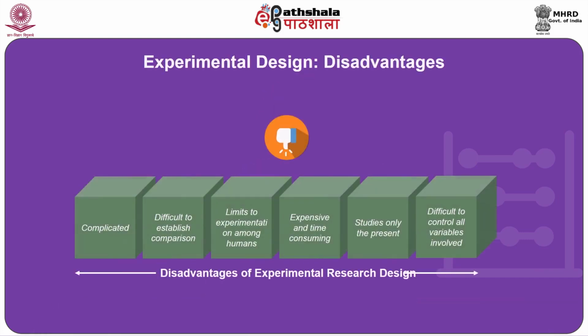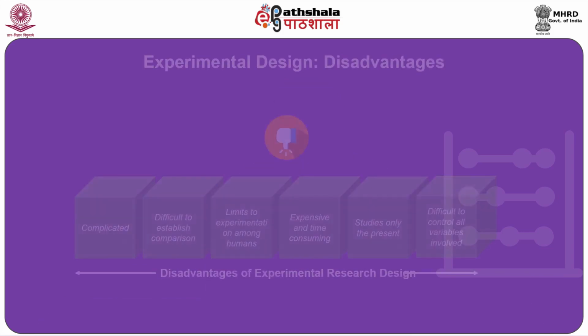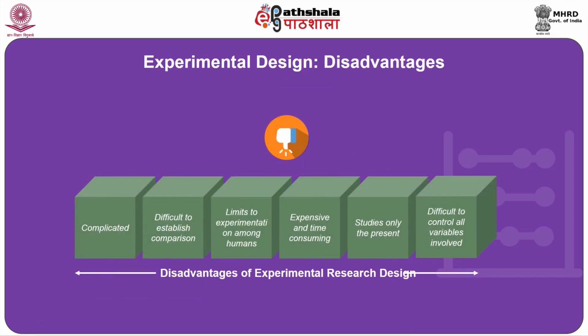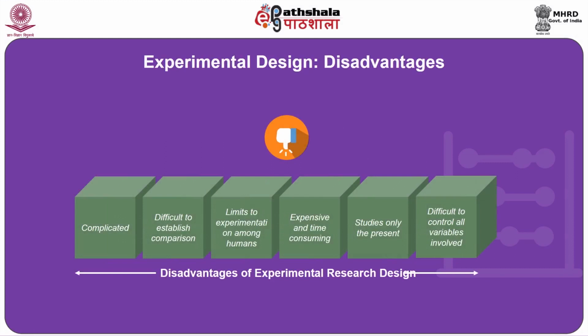Now, experimental designs too have certain limitations. Their use in social science research is complicated, and it is difficult to establish comparable experimental and control groups due to variations in the characteristics of the experimental units and their settings. There are limits to experimentation among human beings, as human behavior varies across persons. Experimentation is often difficult, expensive, and time consuming. It can be used to study the present only, but not the past or future, since social events occur continuously. It is also difficult, if not impossible, to control all variables involved in the study.